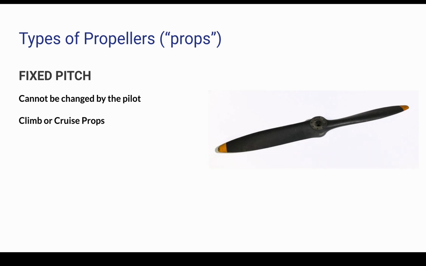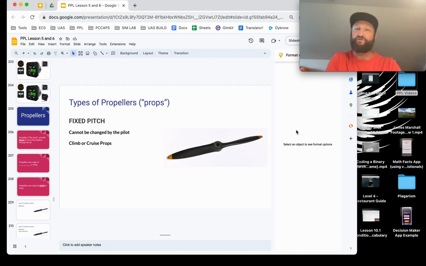You have different types of fixed pitch props. You have a climb prop or a cruise prop. A climb prop just helps you climb faster, but it's a little less efficient in cruise. A cruise prop, you can't quite climb as fast, but in cruise you get a lot more efficiency, so you kind of have to pick one or the other.